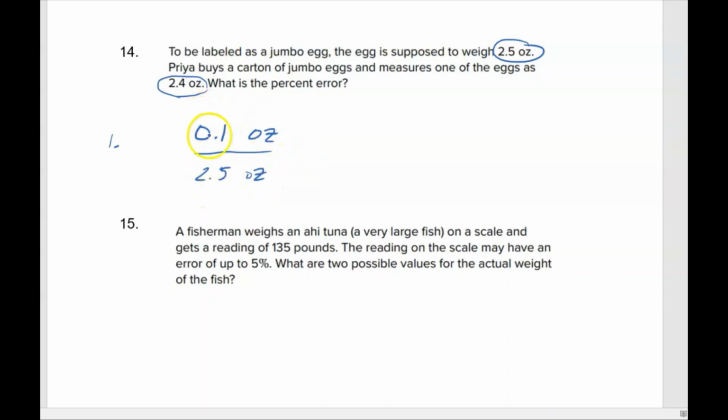It should be 2.5 ounces. So when I take 0.1 and divide that by 2.5, I come up with 0.04. Same as the last one, 2 spots to the right, gives me that 4% for an error.